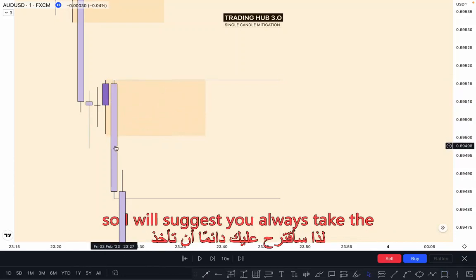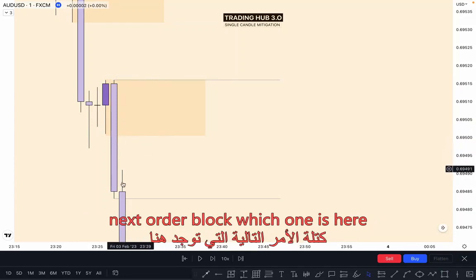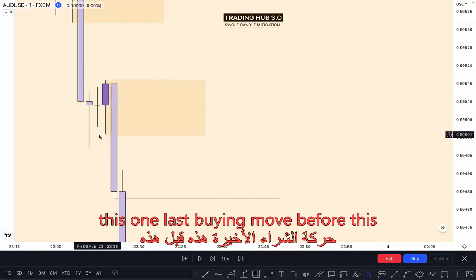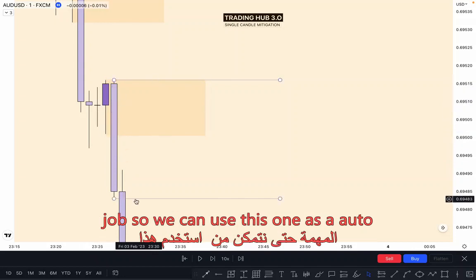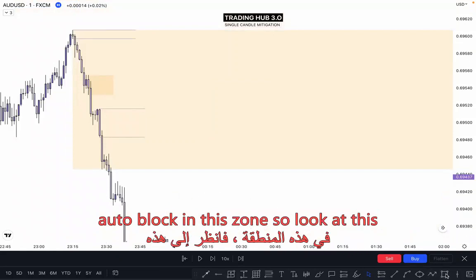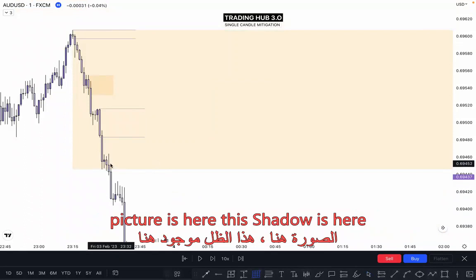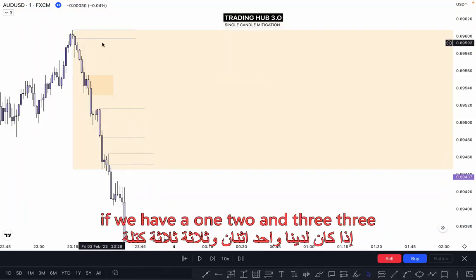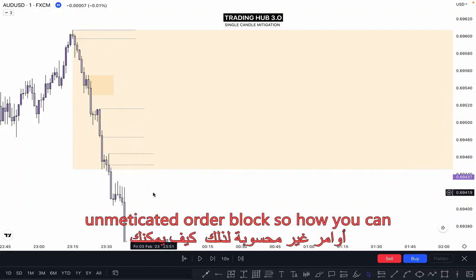I will suggest you always take the next order block, which one is here, because this is the actual candle, the last buying move before this top. So we can use this one as an order block. And where is our next unmitigated order block in this zone? So look at this picture here. This shadow is here, right, which is unmitigated. So now we have 1, 2 and 3 unmitigated order blocks.